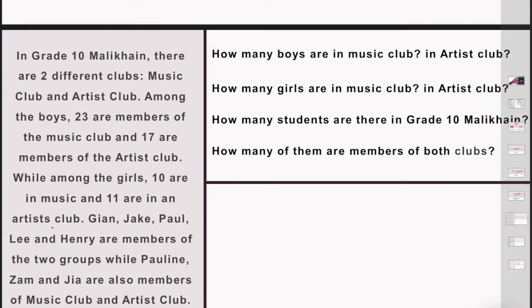First problem. In grade 10 Malikhain, there are two different clubs, music club and artist club. Among the boys, 23 are members of the music club and 17 are members of the artist club. While among the girls, 10 are in music and 11 are in an artist club. Gian, Jake, Paul, Lee, and Henry are members of the two groups, while Pauline, Zam, and Gia are also members of the said groups.